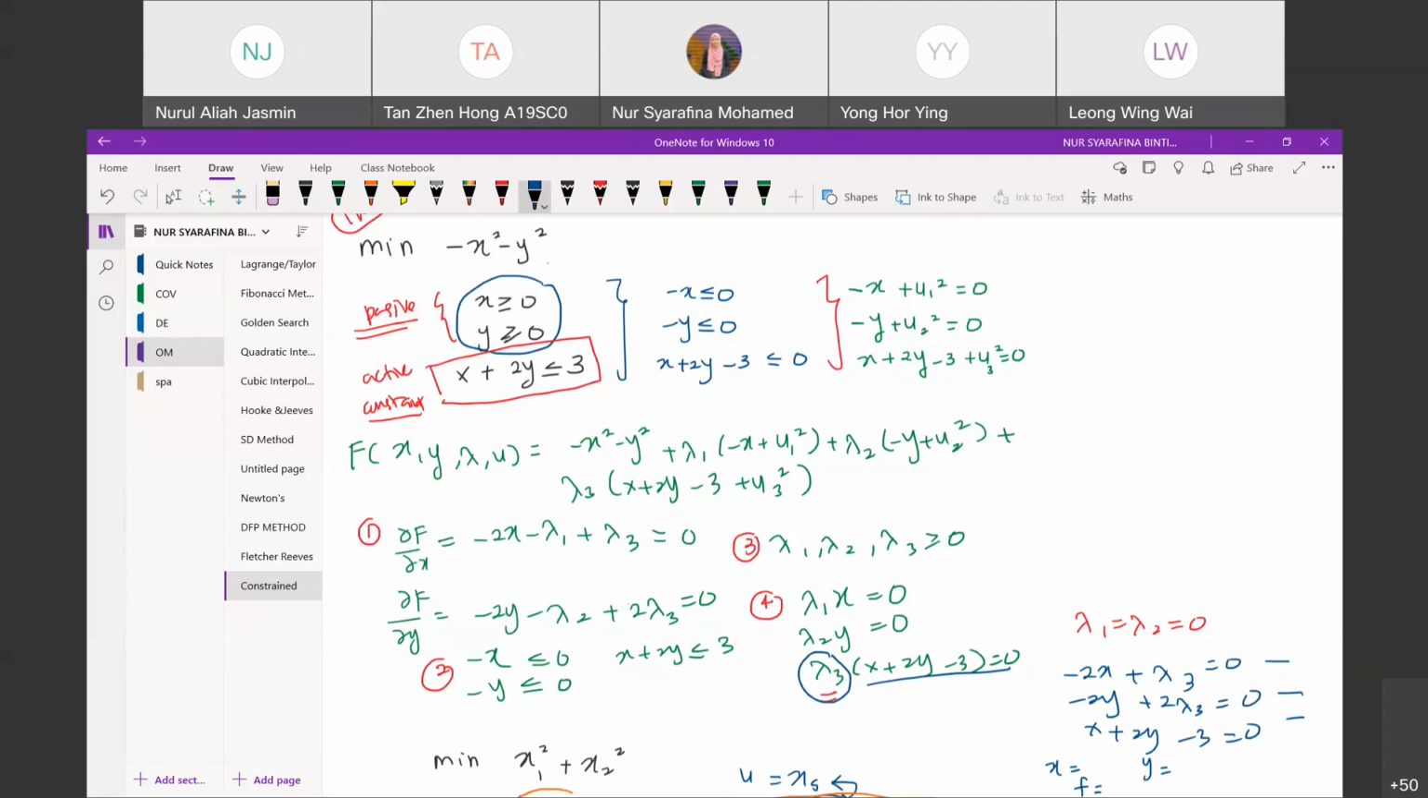All right. Okay, x equals 3/5, y equals 6/5, lambda 3 equals 6/5. So substitute this, and then you can have your f value. If you have a list of points, you can substitute all of them, and then we consider the most minimum or the most maximum value to be your solution point. Okay, is that clear?